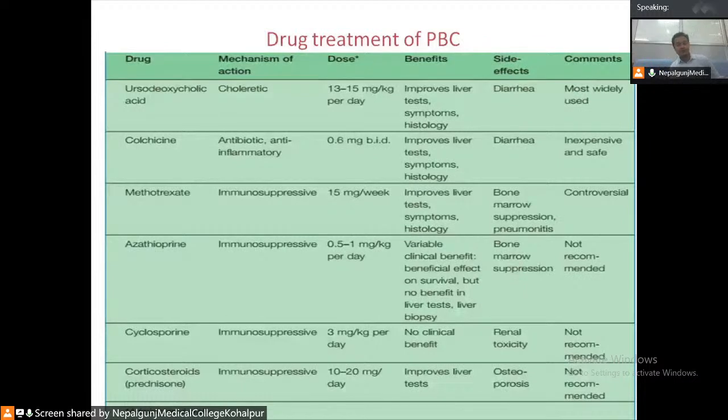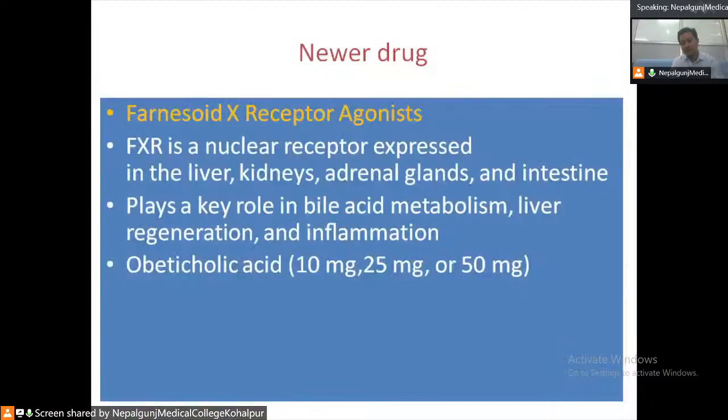So these are the drugs. And another class of drugs in PBC, for which trials are now going on, is the FXR agonist, farnesoid X receptor agonist. Although these drugs are given in other conditions also, basically there is a trial going on in PBC as well.